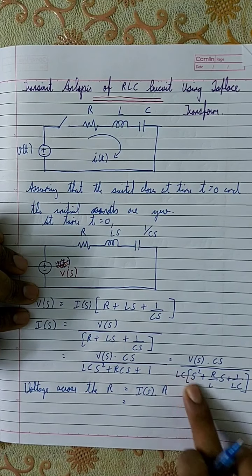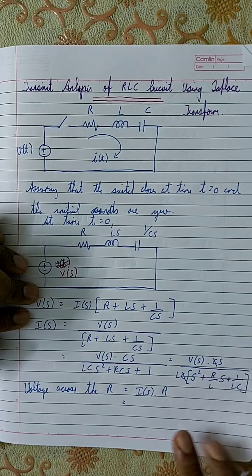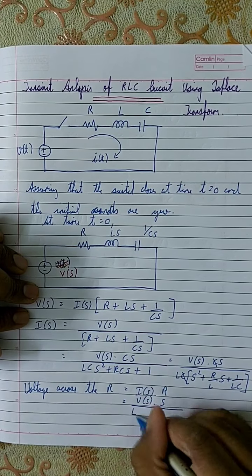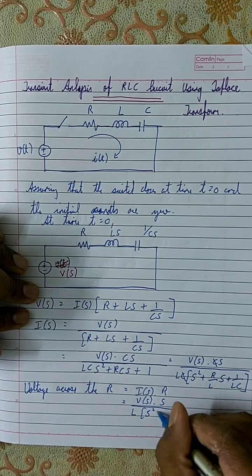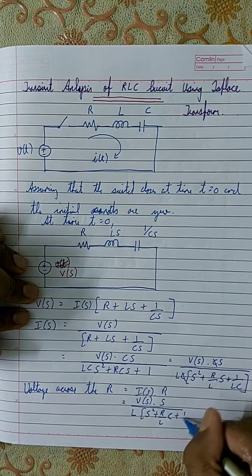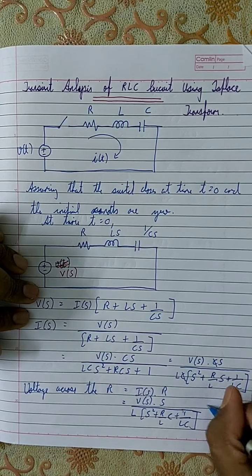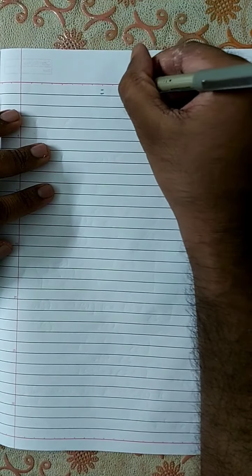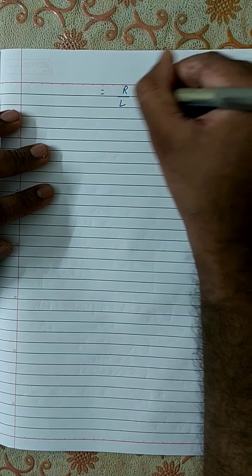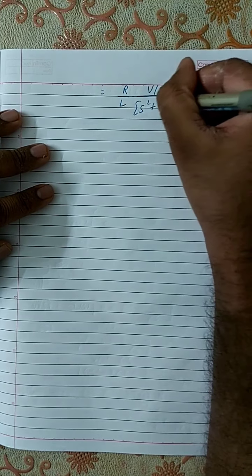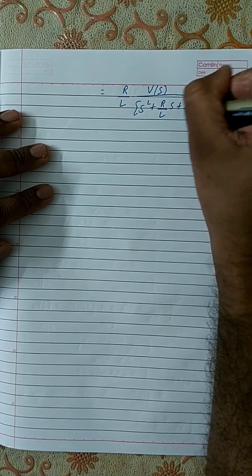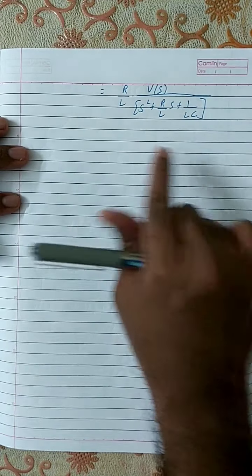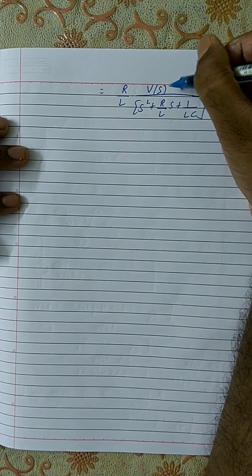Okay, so therefore I of S is equal to, here I forgot to say, C and C cancel each other. Okay, so I of S is equal to V of S into S by L into S square plus R by L S plus 1 by LC, into R. So we have the equation as R by L into V of S by S square plus R by LS plus 1 by LC. All right, this is the equation. This is the voltage across the resistor, right?